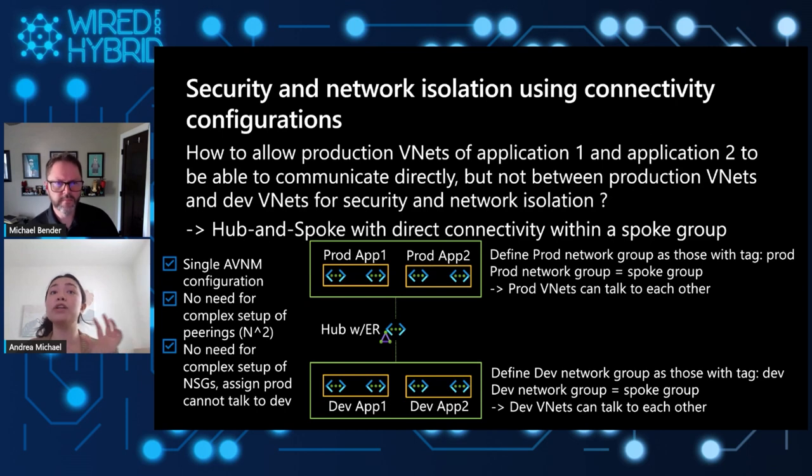You still achieve that security, that network isolation, without the complexity of having to build that yourself, of having to maintain that yourself. And now by establishing this direct connectivity, you've also reduced latency because you've reduced the need for a production VNet to hop through the hub VNet before talking to another production VNet. Same thing for dev. Very cool.